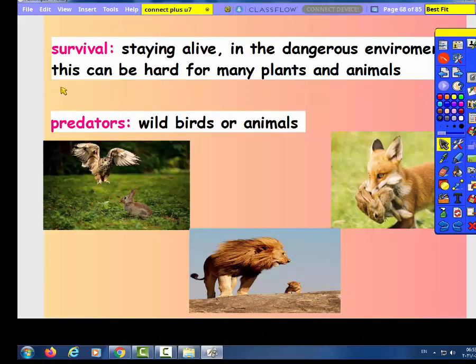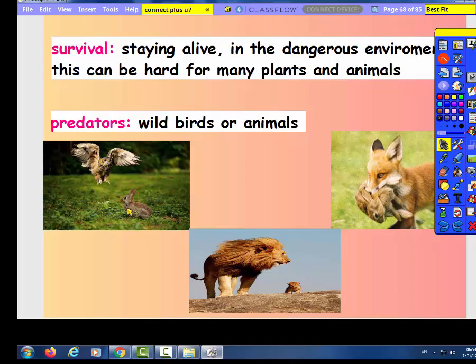Again, let's revise these vocabs first. Survival. Look at this rabbit. This rabbit has long ears. Long ears are very important for rabbit survival. Survival means staying alive. Because the rabbit has a lot of predators. This is a predator. What is the meaning of the word predator? A wild bird or animal that can hunt and eat rabbits.